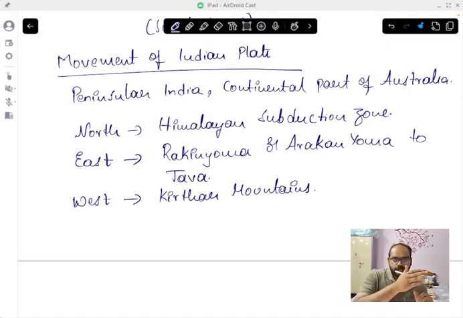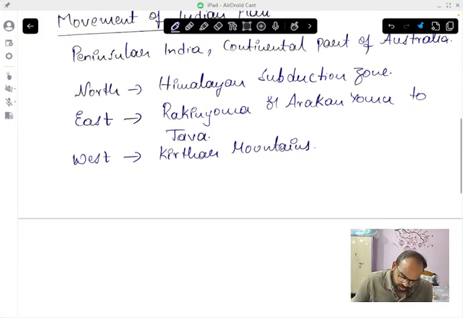Okay, if a group of islands is there, it is called an archipelago. That's why it's called the Chagos Archipelago. It's located off the eastern coast of Africa, that is, away from the eastern coast of Africa. Okay, and south.